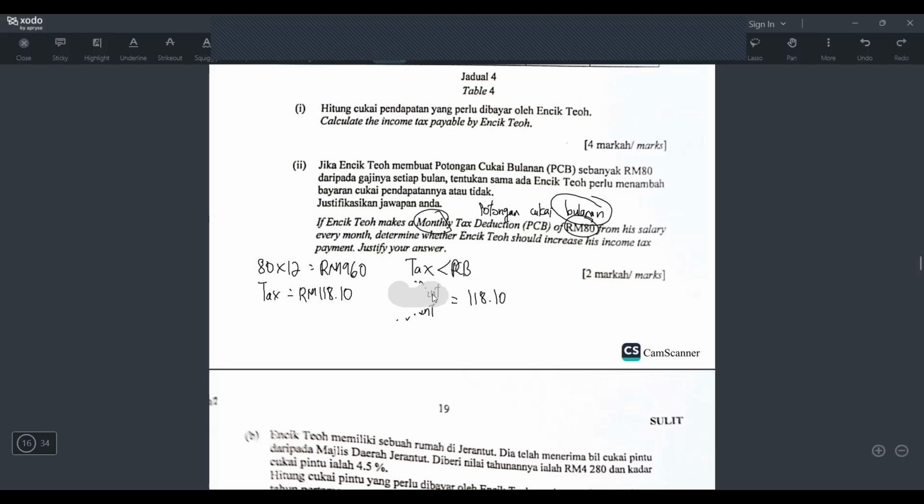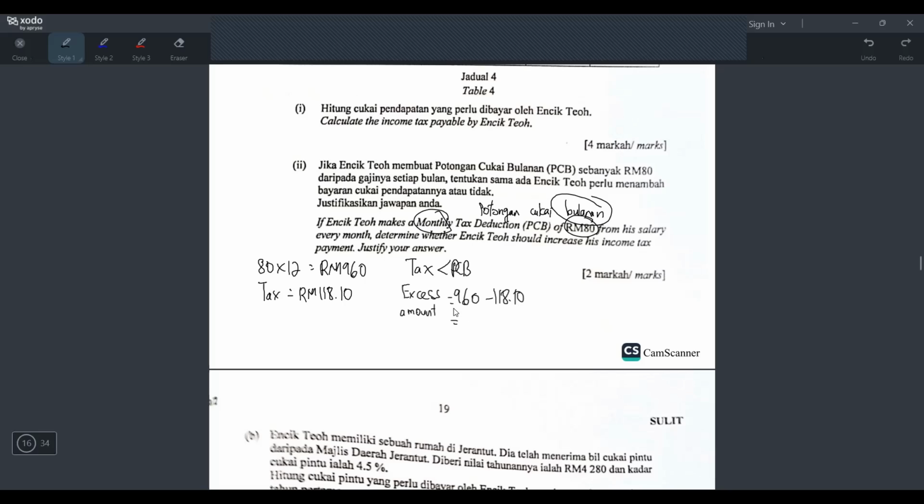Okay, it means the amount yang you kena bayar is less than the discount. It means the discount lagi besar. Okay? So if the discount lagi besar means lebih bayar. So what I write here is excess. So the excess amount is how much? You will take 960 minus with 118.10. So this is the excess.